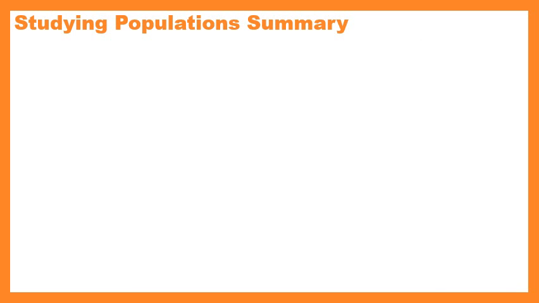Apologies, I think the video cut me off, so I'm just going to repeat what I said. Both sampling and mark and recapture involve estimates. So there's no way to really know the exact precise number of organisms, but scientists make their best guess based on the data that they get from these two studies.